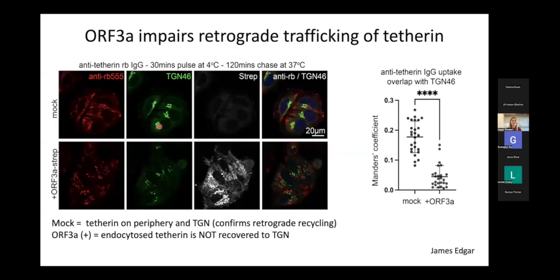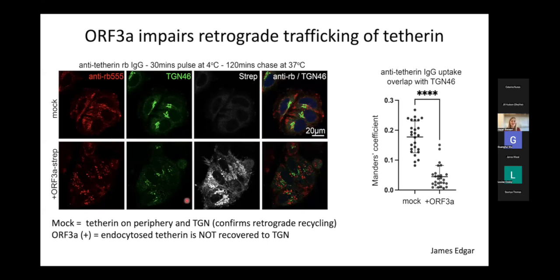So to look at this in more detail, we performed antibody uptake experiments. So basically in our mock cell lines, you can see that when we stain our live cells with an anti-Tetherin antibody and then fix them a few hours later and check where that antibody has gone to, we see a significant amount of the Tetherin has been moved back to the TGN. So this confirms that the Tetherin is actually being recycled via the retromer complex as we would expect, and it is moving back to the TGN through the retrograde pathway.